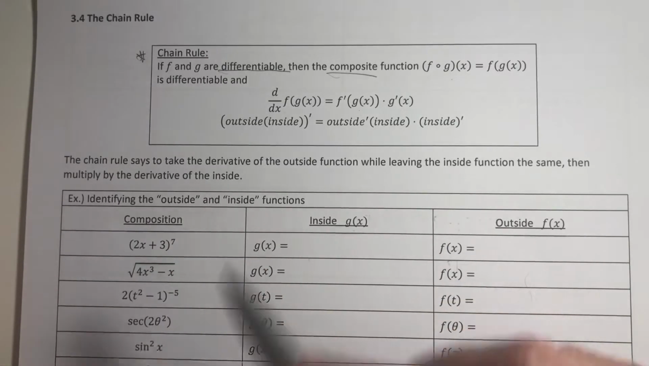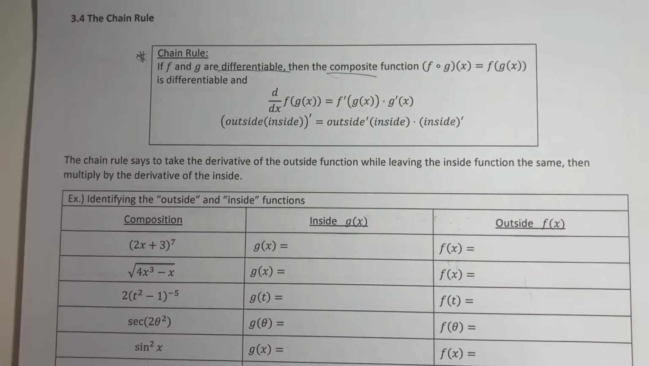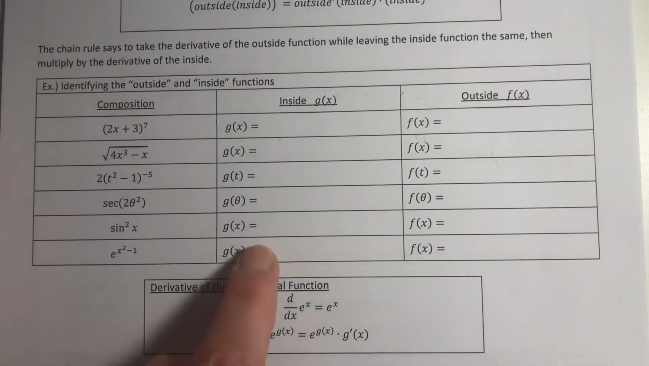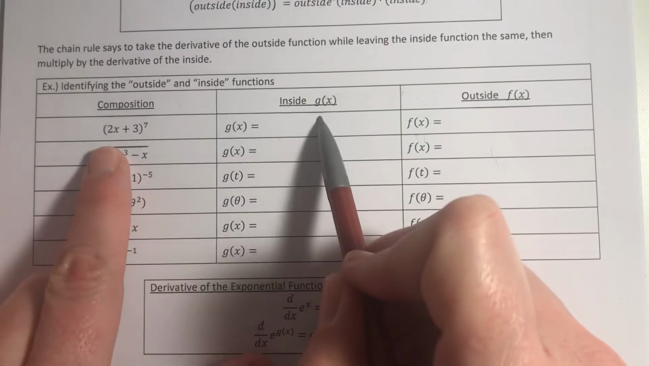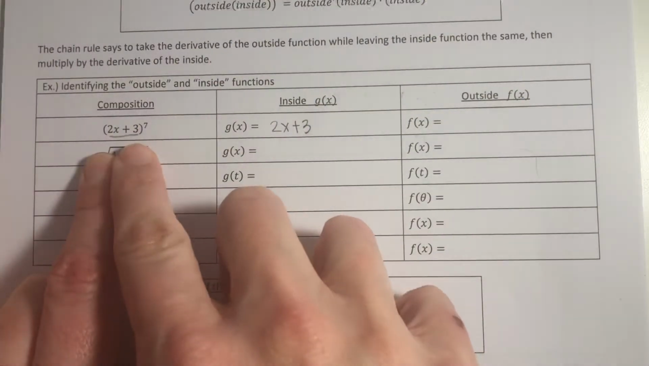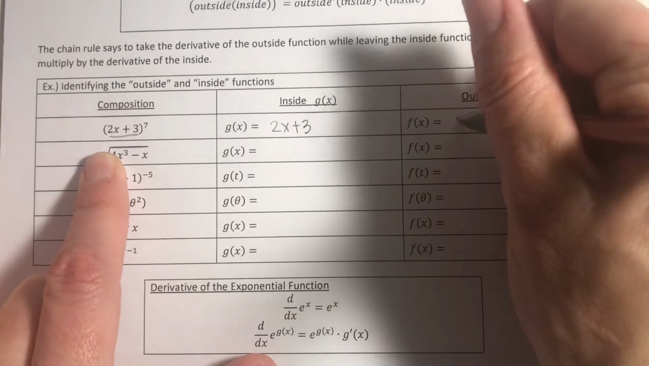So down here is the first example. We have to first understand what composite functions or composition functions are. So there's a list of functions in here. So going ahead and figuring out what's the inside function that we have here. The inside function that we have is 2x plus 3, and the outside function that we have would just be x to the 7th.